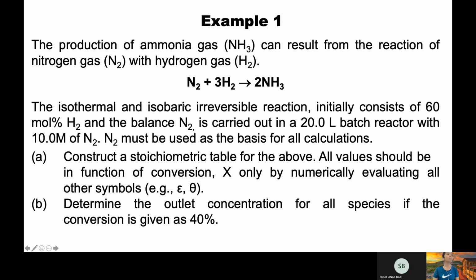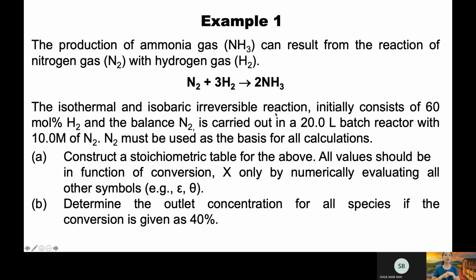The formation of ammonia gas, NH3, can result from the reaction of nitrogen gas with hydrogen gas. Okay, so it specifies the reaction is between nitrogen gas and hydrogen gas, and you get ammonia. Be very careful. The reaction is 1 nitrogen gas with 3 hydrogen gas to get 2 NH3. The stoichiometric coefficients are very important for you to notice. Next, it says isothermal, isobaric, irreversible reaction.